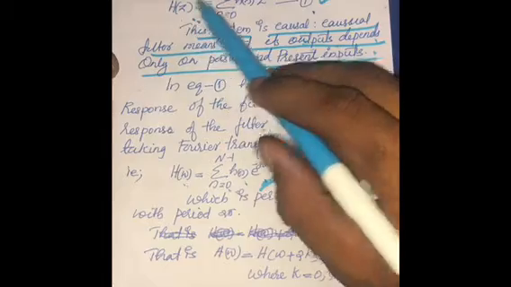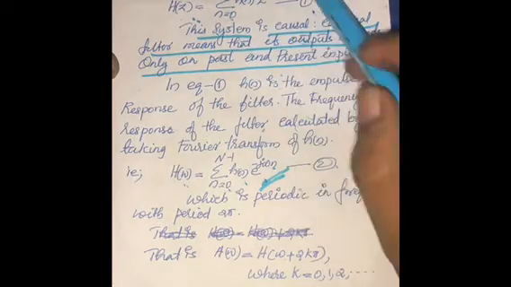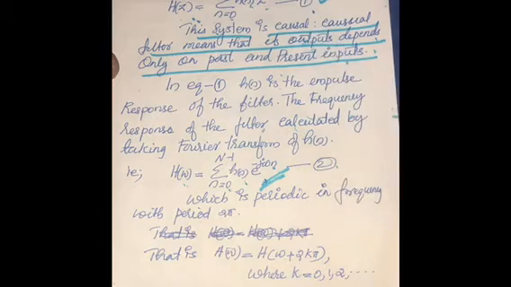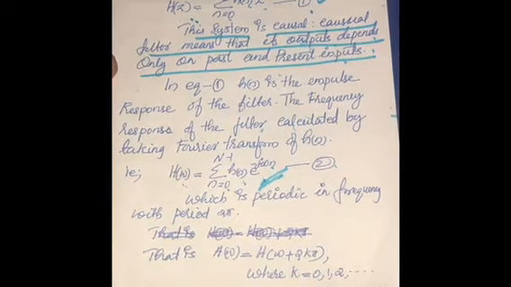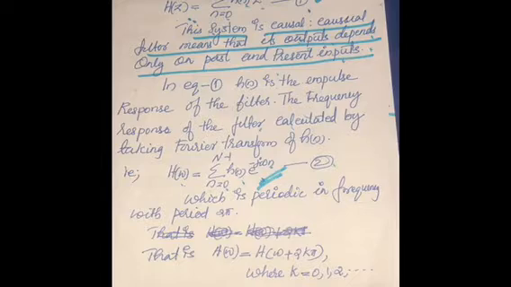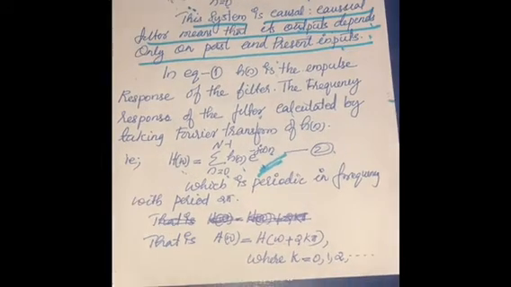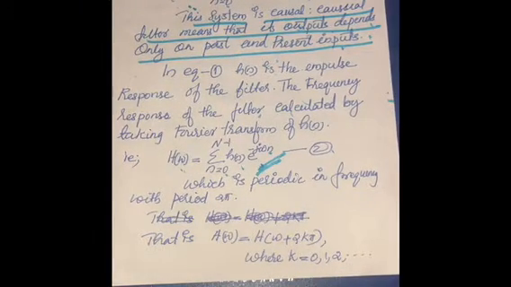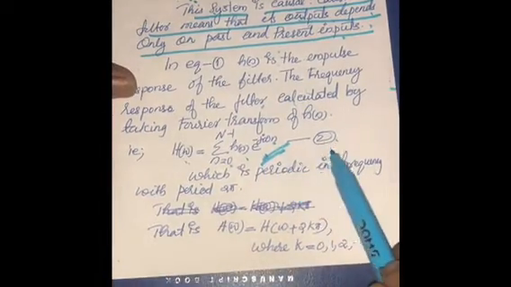H of z is equal to sigma n varies from 0 to N minus 1, h of n z raised to minus n. That is equation number 1. This system is called causal because its output depends on past and present inputs. Actually, this h of n is the impulse response. We need to analyze the frequency response. In order to calculate the frequency response from h of n, we take the Fourier transform of the impulse response h of n. That is equation number 2.